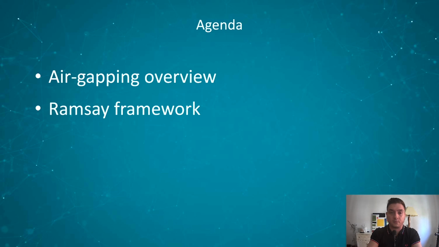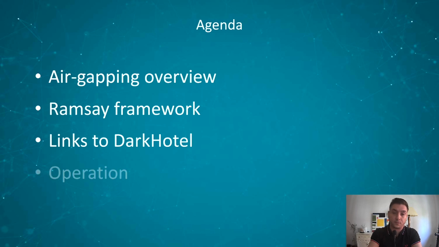Then we will talk about the Ramsay framework, its capabilities, and the different versions that we found. Then we will give a brief overview in regards to the overlaps that we found between Ramsay and DarkHotel. We will also show how we think Ramsay is operated, and then we will round it up and finalize with a conclusion.